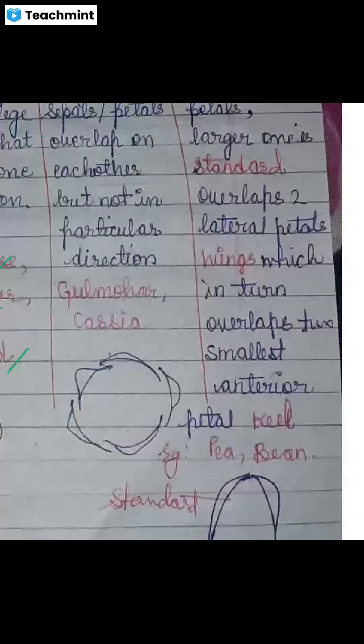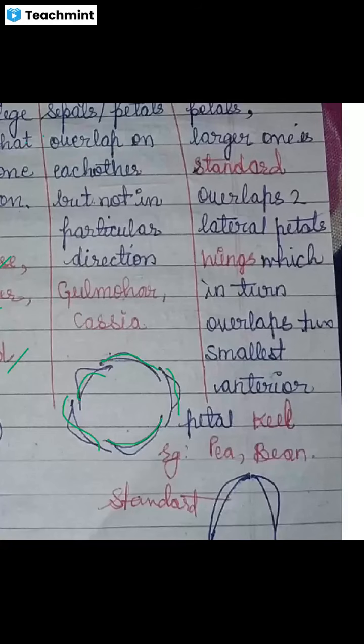You can see this one is one out, one in. This is both the sides out. This is both the sides in. This is both sides out, in. So this is not a particular arrangement. Okay. Example, Gulmohar and Cassia.